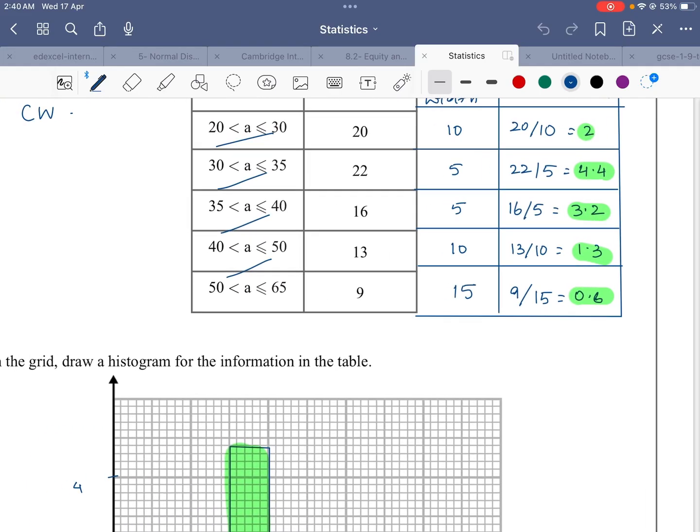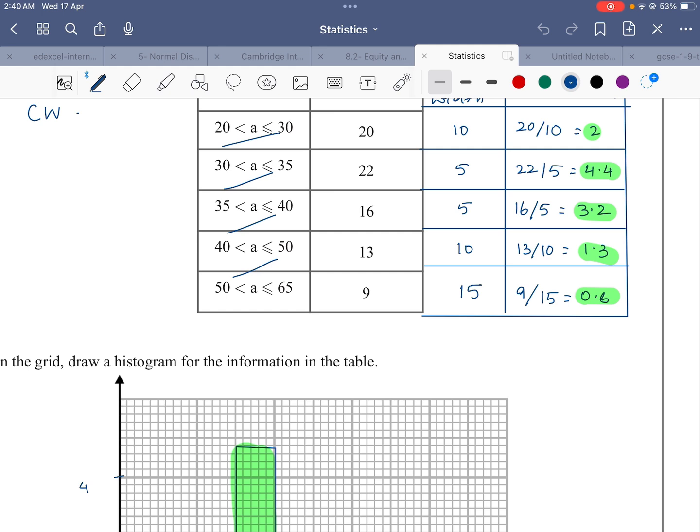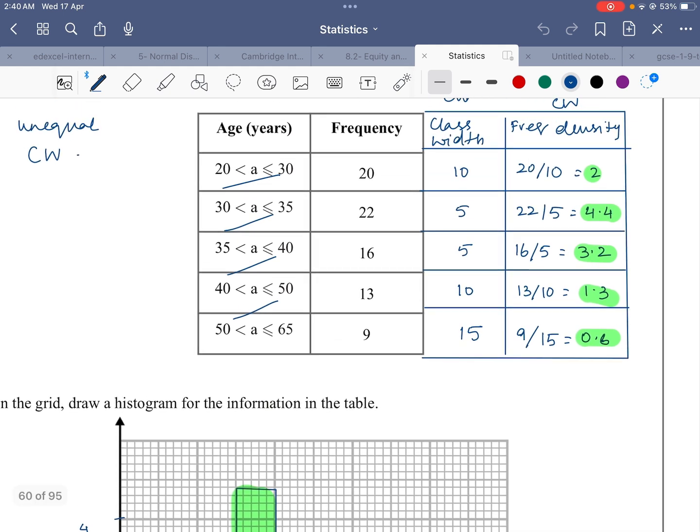Histograms of unequal class width. You can see that the class widths are different for all the classes. Some of them may be the same as well. For example, this one is 10, then 5, then 5, then 10, then 15.